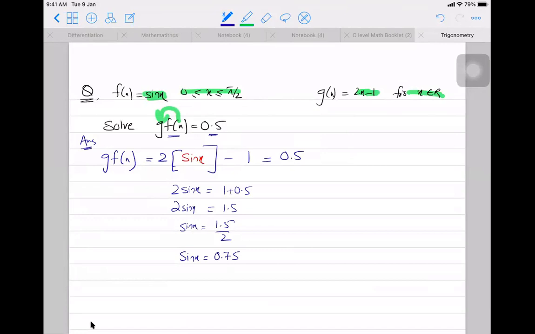Now sine x is positive, but please make sure when you see the question, the angle is given in radians. So you need to change your calculator mode into radians. Does everyone know how to change the calculator mode into radians? Yeah, you guys know, right?